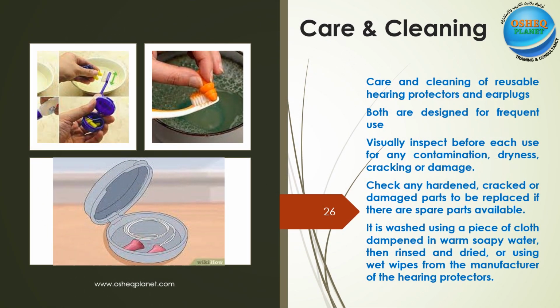Care and cleaning of reusable hearing protectors and earplugs. Both are designed for frequent use. Visually inspect before each use for any contamination, dryness, cracking, or damage. Cracked or damaged parts should be replaced if spare parts are available. It is washed using a piece of cloth dampened in warm soapy water, then rinsed and dried, or using wet wipes from the manufacturer of the hearing protectors.